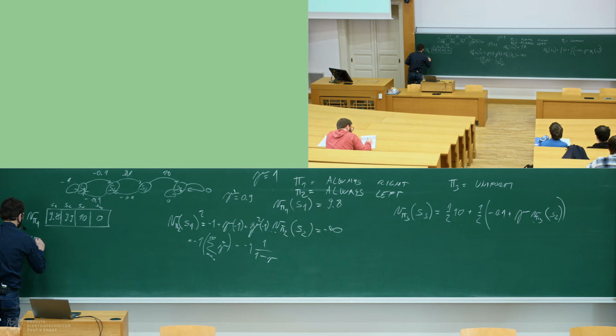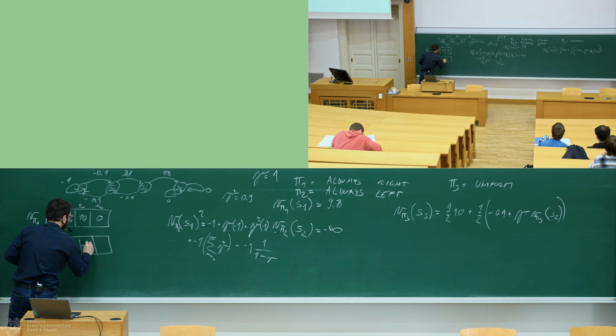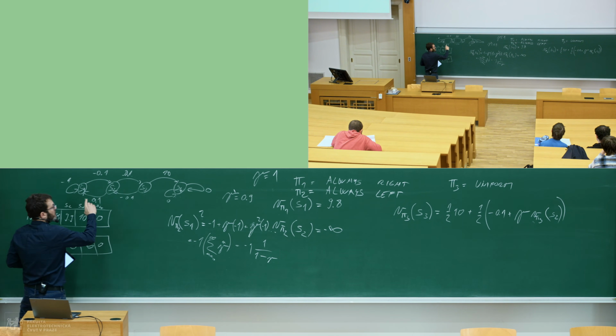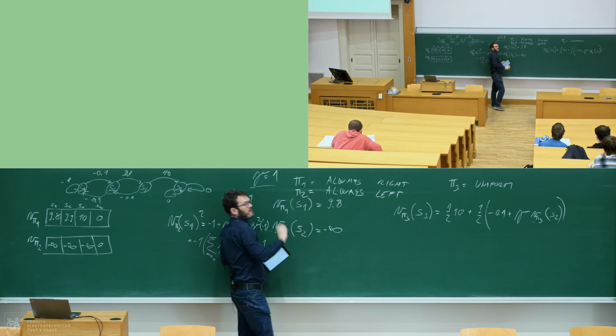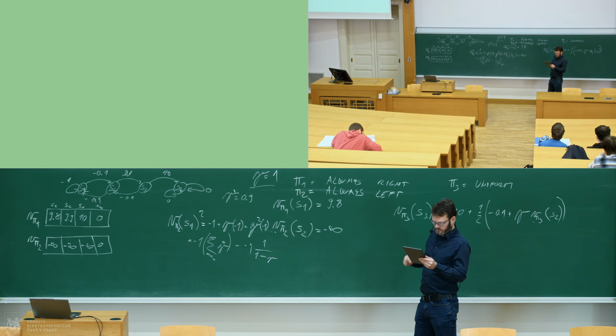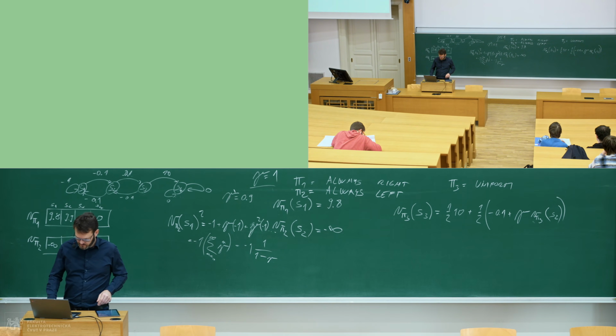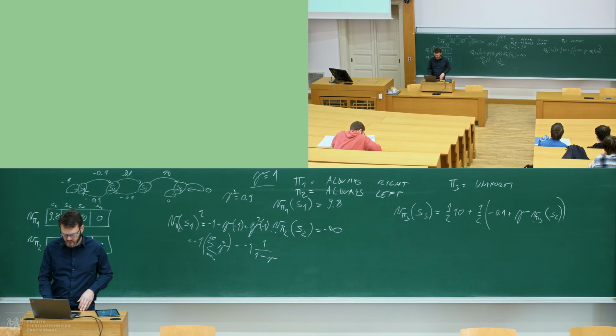Value function for pi2 would be a similar array, which is minus infinity, minus infinity, minus infinity, and 0, with the discount factor of 1. Okay, so that's value function.